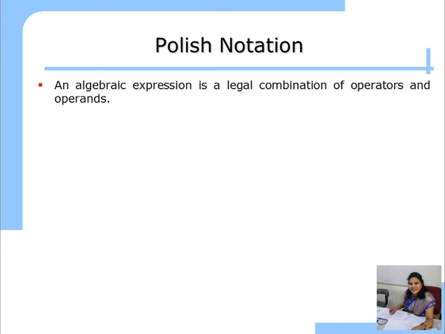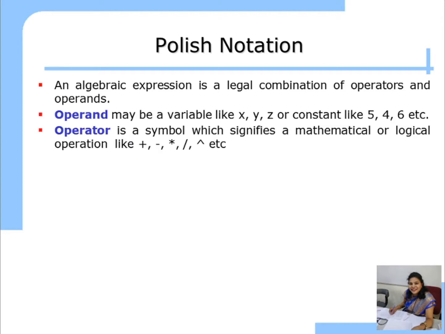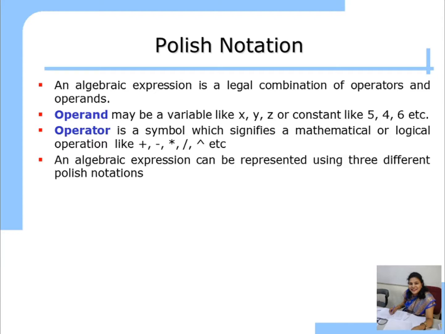An algebraic expression is a legal combination of operators and operands. So what is an operand? An operand may be a variable like x, y, z, or a constant like 4, 5, 6, any number. So any character and any number are the operands which you find in the mathematical expression. And an operator is a symbol which signifies a mathematical or logical operation like addition, subtraction, multiplication, division, and the rest. An algebraic expression can be represented using three different Polish notations.